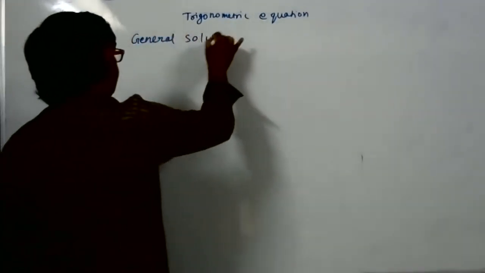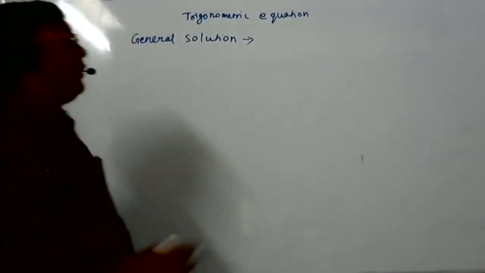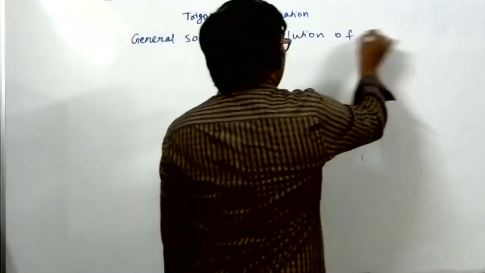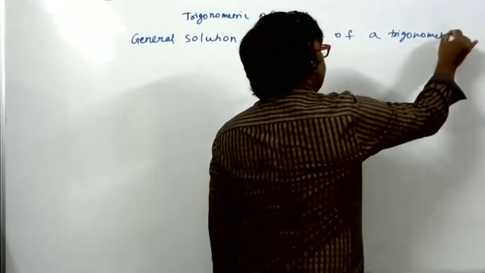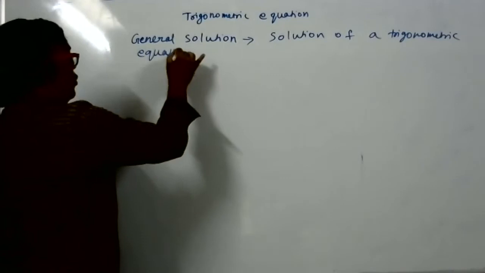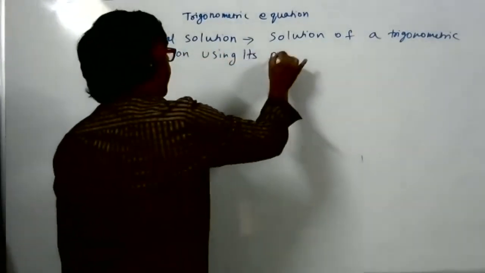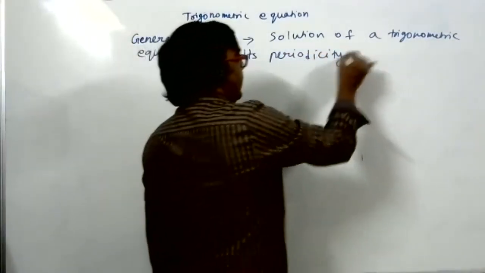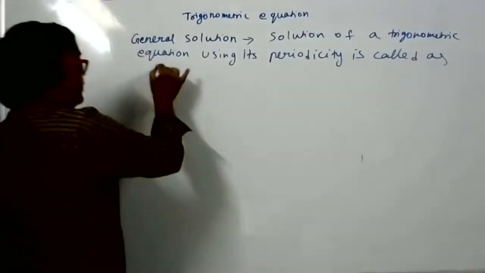General solution. Solution of a trigonometric equation. Solution of a trigonometric equation using its periodicity is called the general solution.